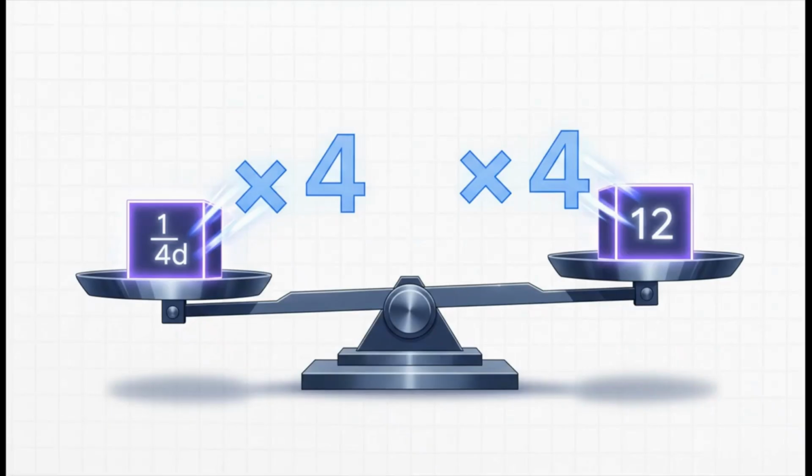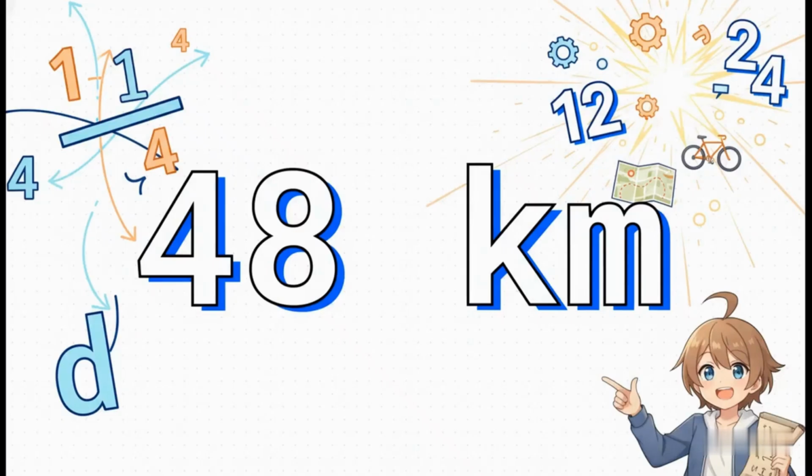Let's crack this code. To get D all by itself, we need to get rid of that 1/4. Well, multiplying by 1/4 is the same as dividing by 4. So to undo it, we do the opposite. We multiply both sides of the equation by 4. And what happens? On the left side, the 4 and the 1/4 cancel each other out perfectly, leaving us with just D. And on the right, 12 times 4, that gives us 48. So Ben traveled 48 kilometers.